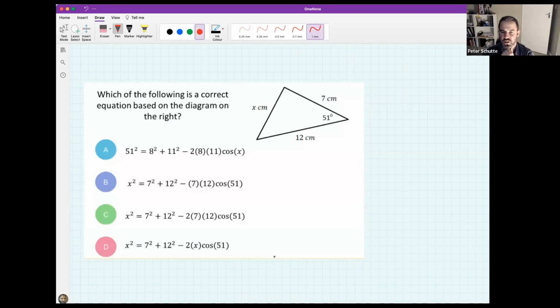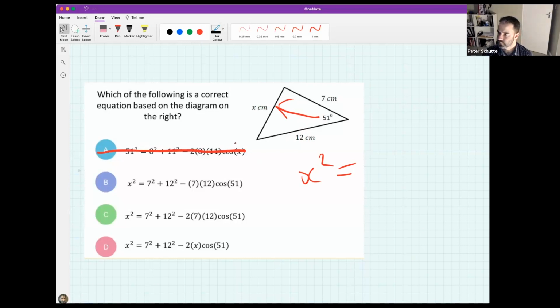So ask yourself, which is the angle between which two sides? Which is the one that's going to be by itself? It looks to me like x squared should be by itself. So I'm going to cross out the A to start with. Must be one of those three options. Which one fits the description best?